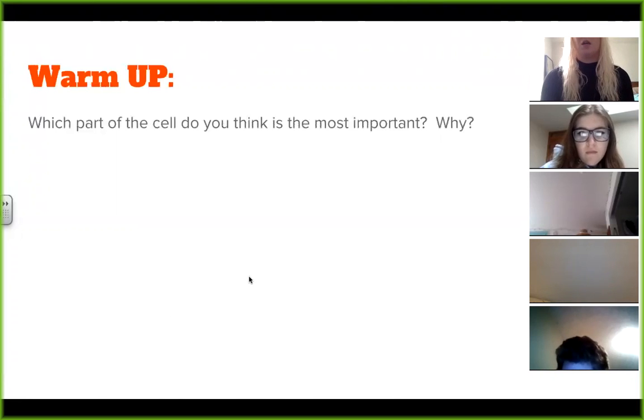Okay, so just thinking about what these parts do, right? And whoever said that it was a trick question, you're right. It's not really a trick, but it's true that all parts are important, right? There's nothing in the cell that we could just get rid of and the cell would be okay.